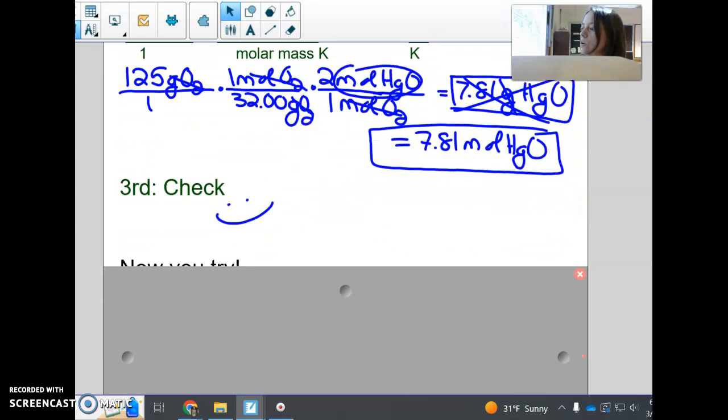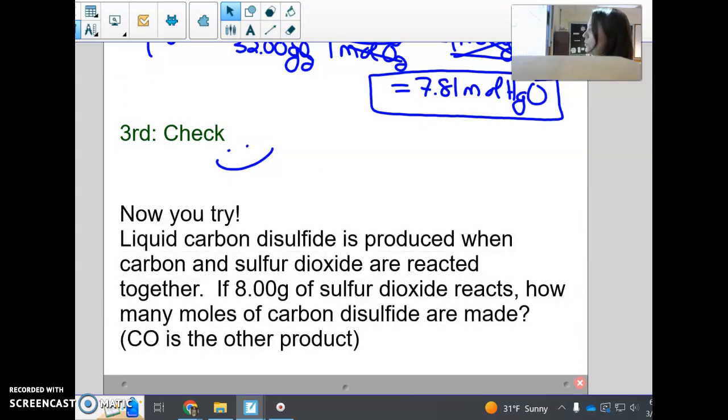All right, so I'm going to have you try now. Liquid carbon disulfide is produced when carbon and sulfur dioxide are reacted together. If 8 grams of sulfur dioxide reacts, how many moles of carbon disulfide are made? And carbon monoxide is the other product. So liquid carbon disulfide and carbon monoxide are the products, and you know that carbon and sulfur dioxide are the reactants. So please set that up and solve for how many moles.